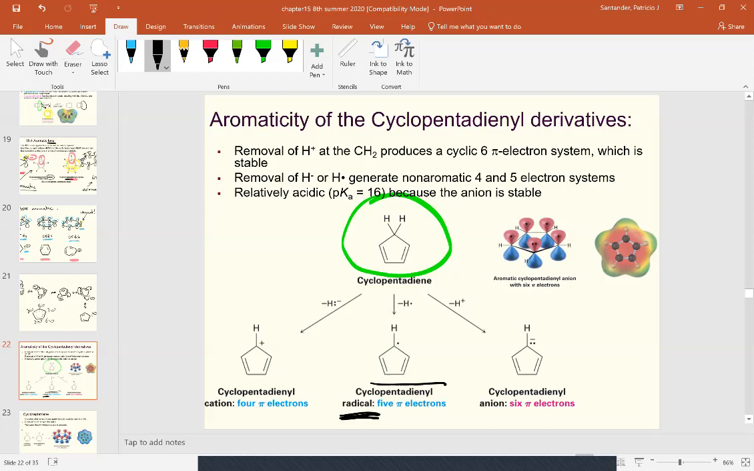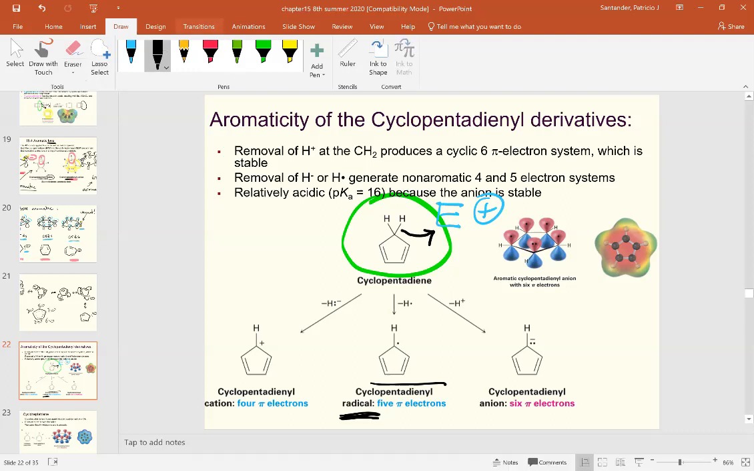Another thing that we can do is remove a hydride. How can I remove a hydride? I will need to use an electrophile for that. If I have an electrophilic species, positively charged, then one of the hydrogen atoms will go with a pair of electrons to get attached to the electrophile. So I am removing an H minus, and that's how I am forming a cyclopentadienyl cation. When I remove a hydrogen atom with a pair of electrons, what is left behind will be a cation.